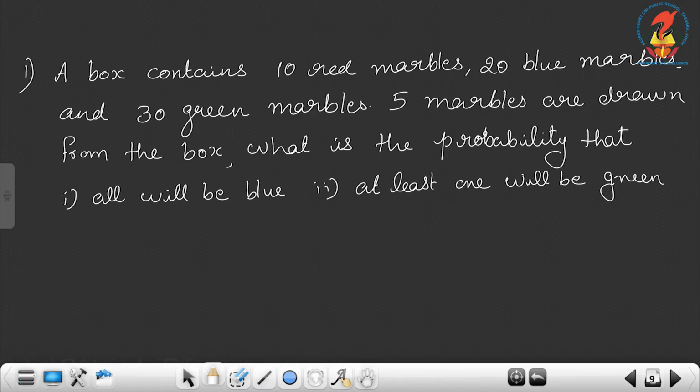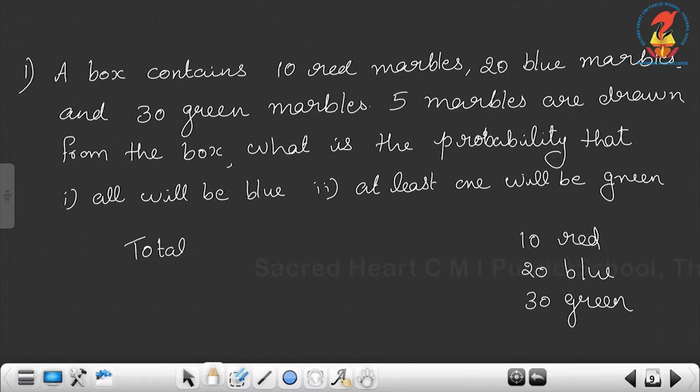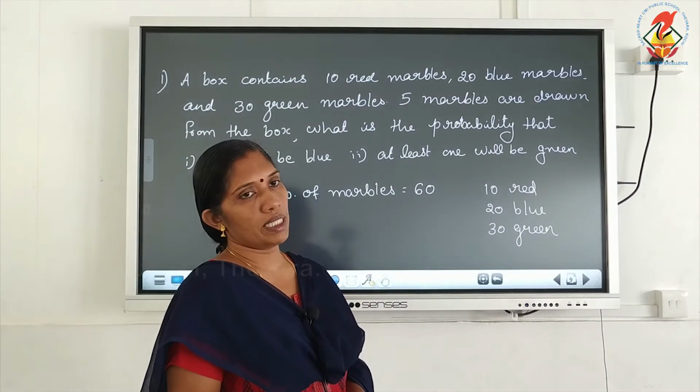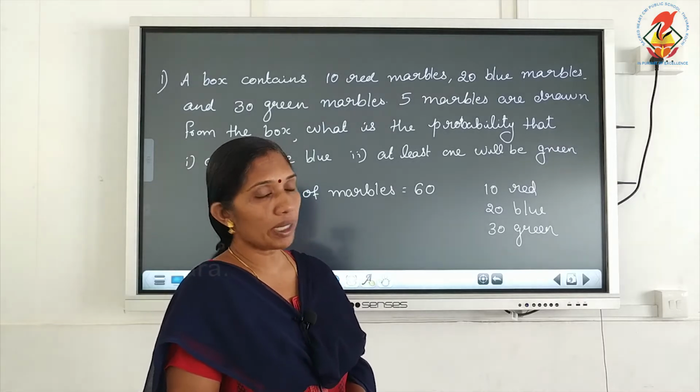So, a box contains 10 red, 20 blue and 30 green marbles. From that box we have to take 5 marbles. So, what is the total number of marbles? Total number of marbles is equal to 10 plus 20, 30, 30 plus 30, 60. So, in that box there are 60 marbles. From that 60 we have to take 5 marbles.